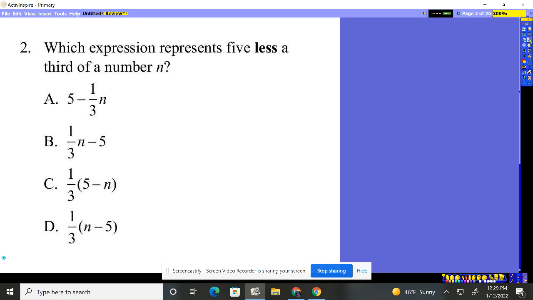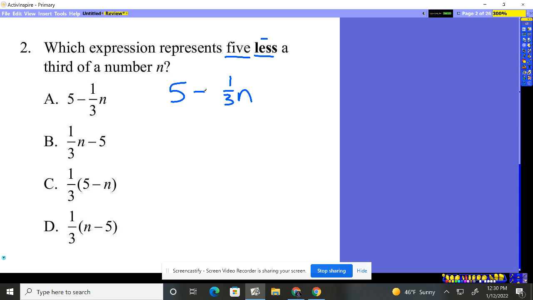Which expression represents 5 less a third of a number? So if you have a number and you have a third of it, you're sort of dividing it by 3 or multiplying by a third. So it says here 5 less. It doesn't say less than. It says 5 less. Less just means subtract. So it's 5 less a third of a number.